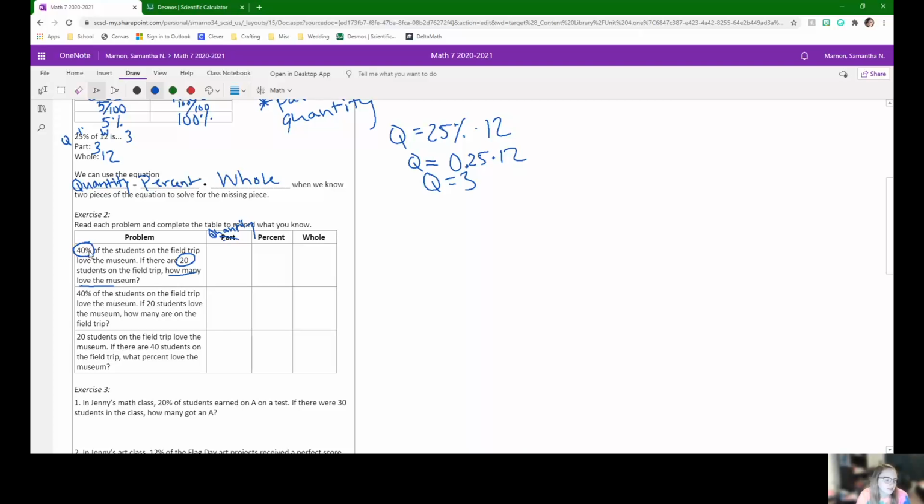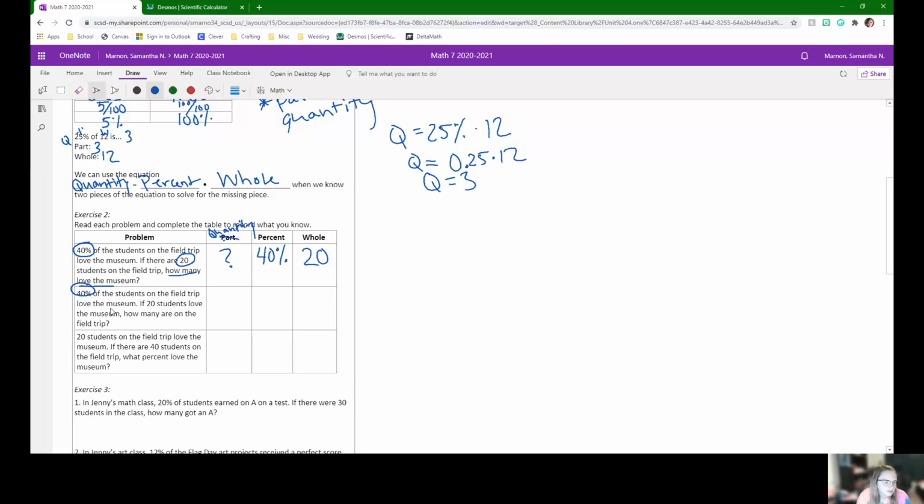So the percent's the easy one to identify because it's got the percent sign right next to it. So we do know we need 40%. Here, we have that. This 20, we just need to decide if it's the whole or the quantity. So if it's 20 students on the field trip, that's 20 students total on the field trip. That's not how many just love the museum. That's how many total on the field trip. That's going to be a whole. So this quantity, this part, is what we don't know. So let's look at this next one.